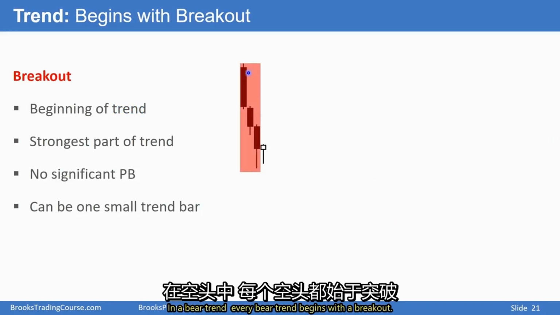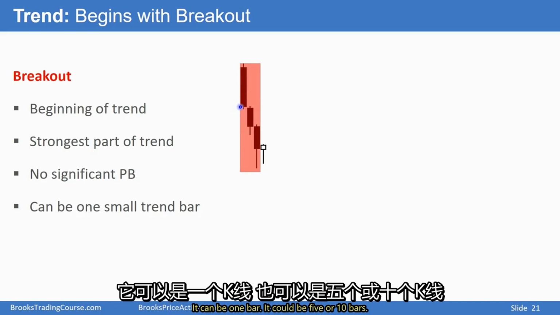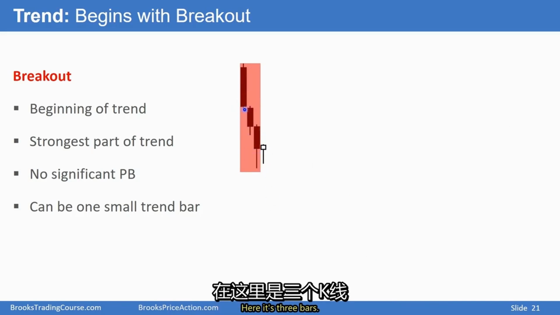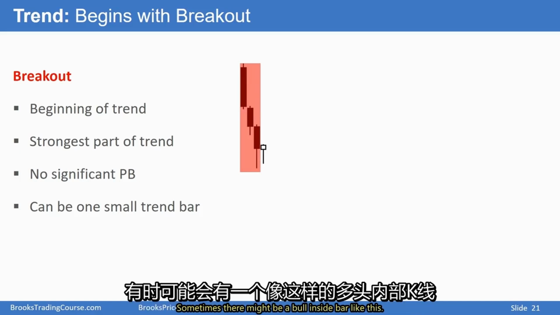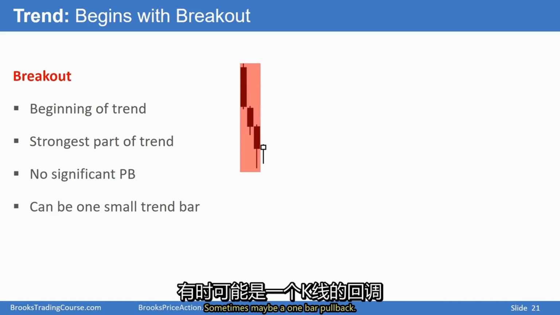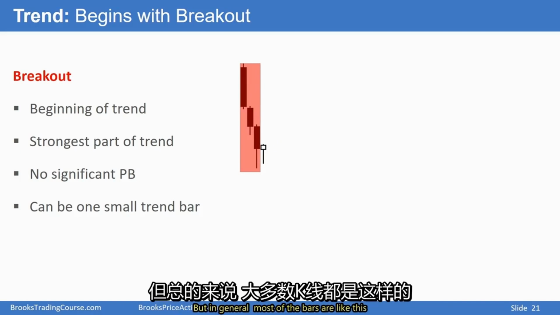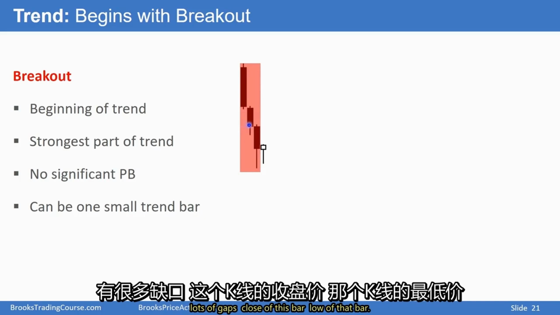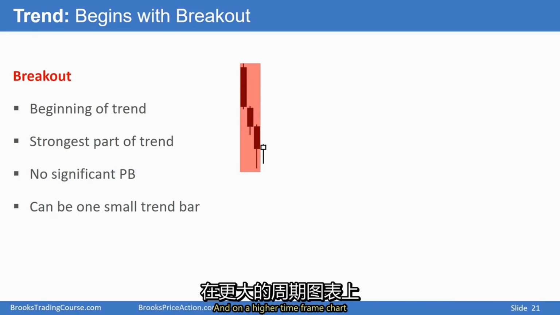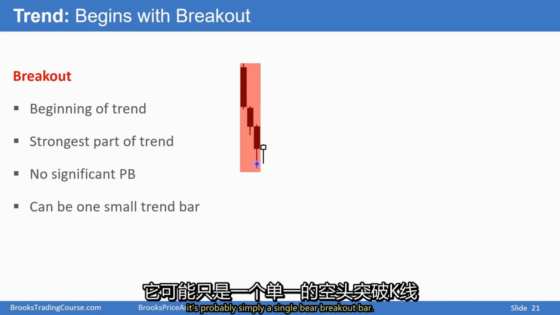In a bear trend, every bear trend begins with a breakout. It can be 1 bar, it could be 5 or 10 bars. Here, it's 3 bars. It's the strongest part of the trend, and there's no significant pullback. Sometimes there might be a bull inside bar like this. Sometimes there may be a 1 bar pullback. But in general, most of the bars are like this. Very little overlap, big bear bars closing near their lows, lots of gaps, close of this bar, low of that bar. And on a higher time frame chart, it's probably simply a single bear breakout bar.